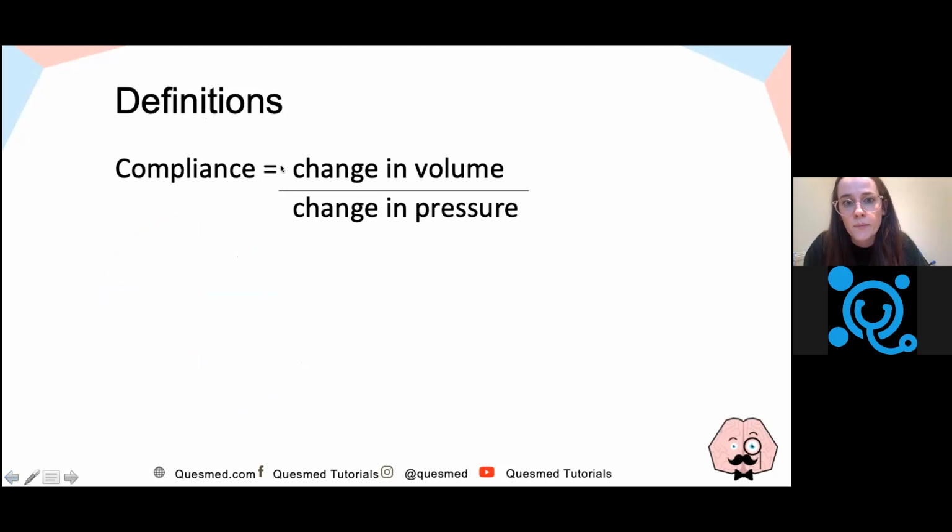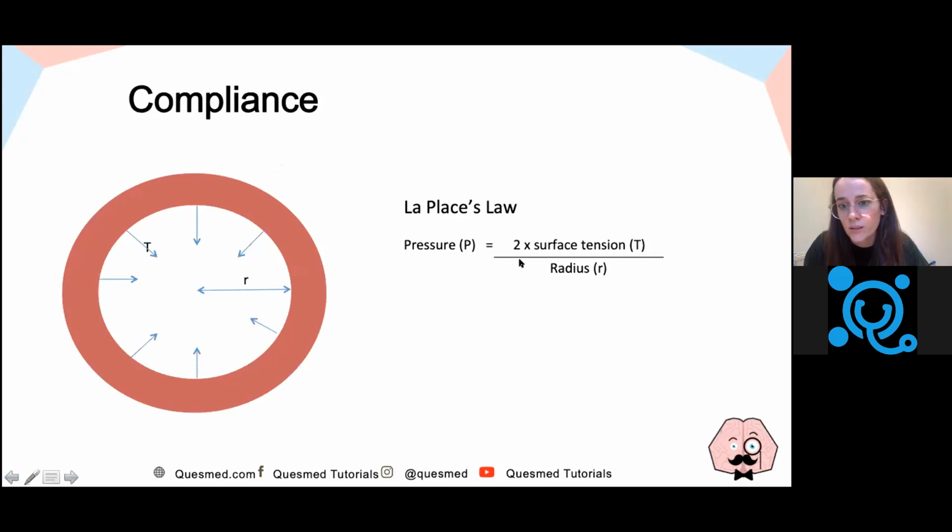So compliance is change in volume over change in pressure. And then pressure is directly proportional to 1 over the radius. Going back to the balloon example, and the compliance equation is the change in pressure, the pressure in alveoli. So the lowest pressure is trying to inflate the balloon.